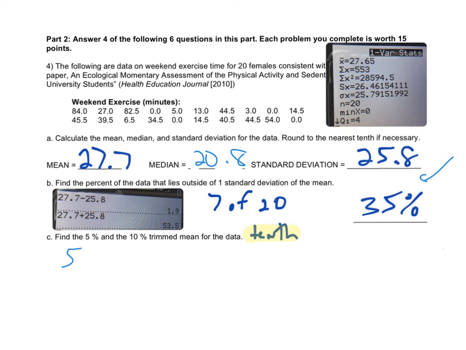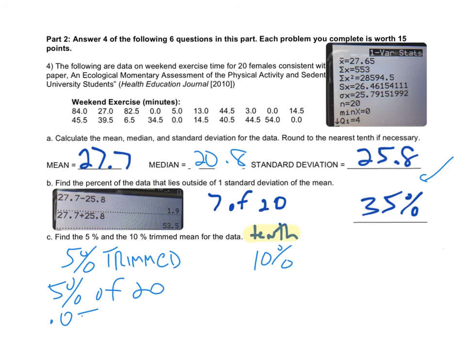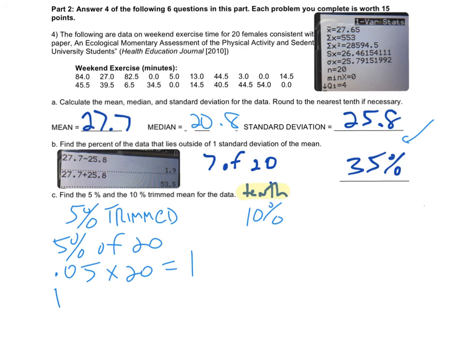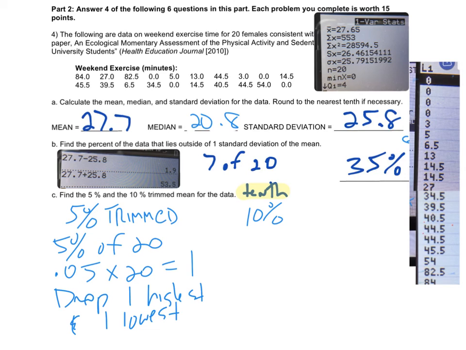Finally, I need to find a 5% and a 10% trimmed mean for the data. So I'm going to first find the 5% trimmed mean. I'm going to take 5% of 20 because I have 20 numbers. So I'll do 0.05 times 20, and that's going to give me 1. So I need to drop the one highest and one lowest data value from the list. So I'm going to drop this 84 and one of the zeros, and then re-average the 18 numbers that are left over.